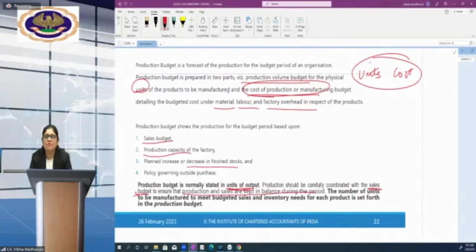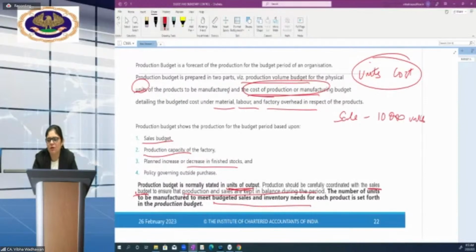So let us say if the sales are 1 lakh units and we are making the production budget for 30,000 units, there is no balance between production and sales. So we have to make the production budget keeping the base as the sales budget. The number of units to be manufactured to meet the budgeted sales and inventory for each product is set forth in the production budget.